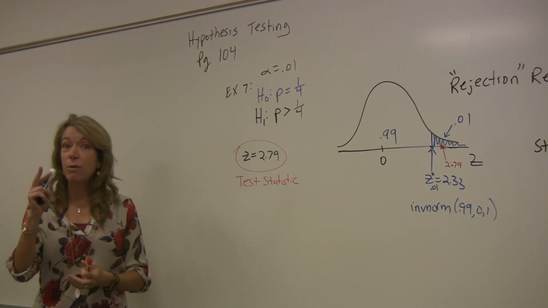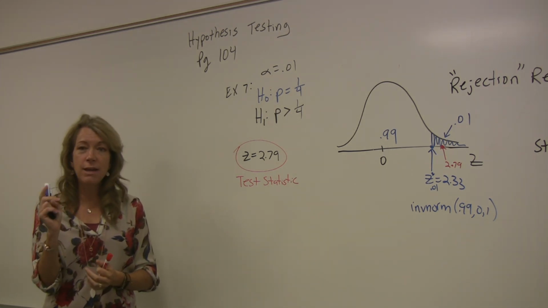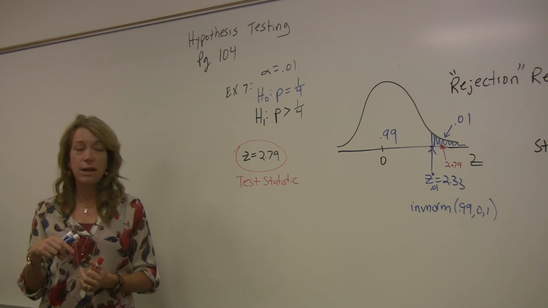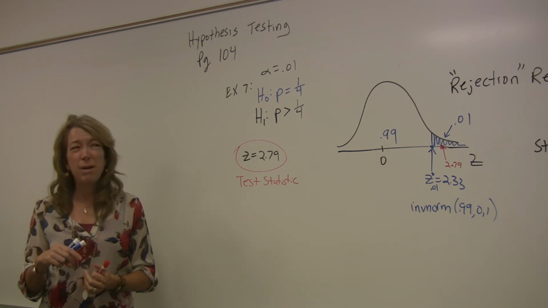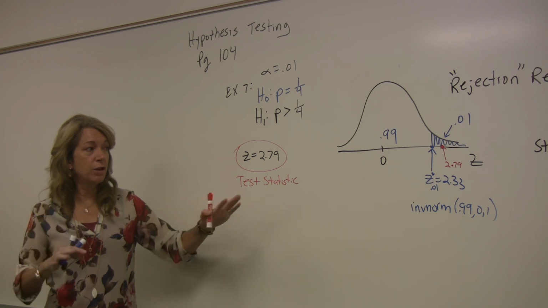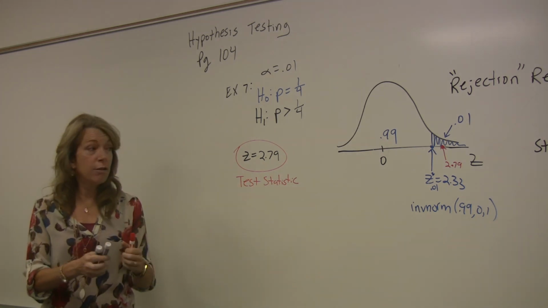There's two ways to decide. One way is called the critical value method. The other way is called the p-value method, which we're going to do probably after the break because I can feel the energy level dropping. This is the critical value method.